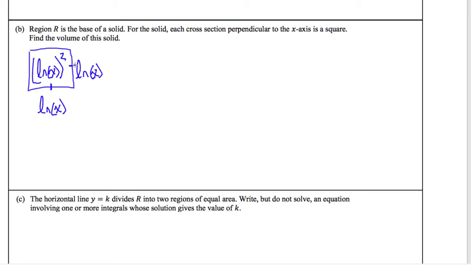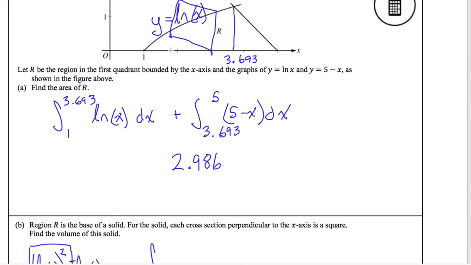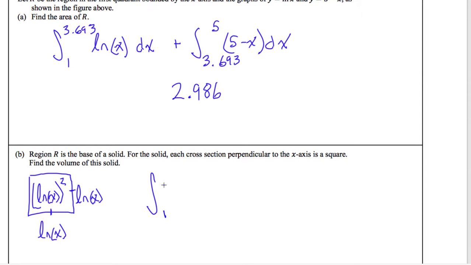So for this one, there's our area. So I'm going to do the integral. Again, you're going to have two different integrals. Again, 1 to 3.693 of this thing, natural log of x.